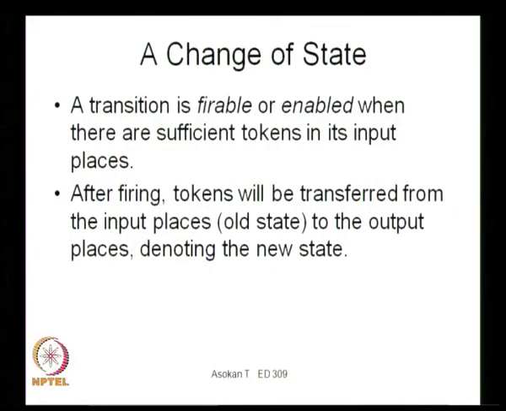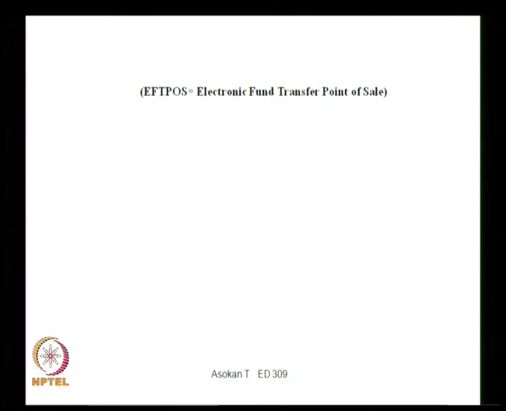So this is what I already explained: a transition is fireable or enabled when there are sufficient tokens in its input places. There should be sufficient tokens in its input places to make a firing, and after firing, tokens will be transferred from the input places to the output places, denoting the new stage. So once you do the firing, the tokens will be transferred from the input to the output, which actually represents the change of state.